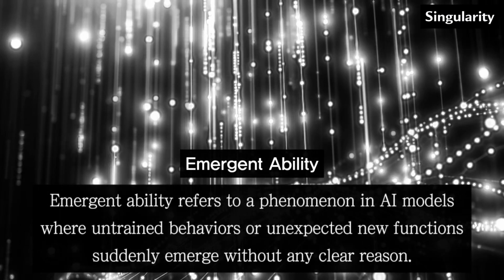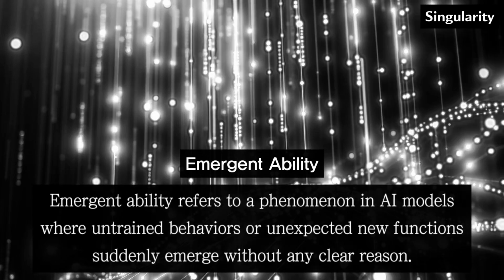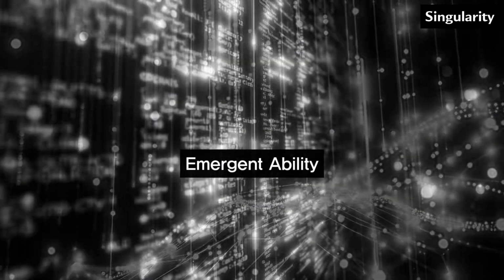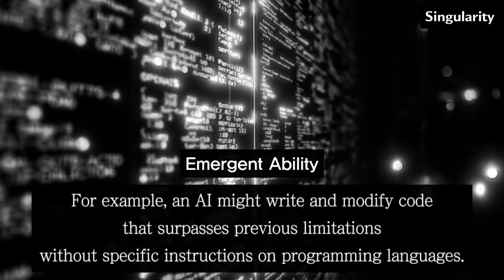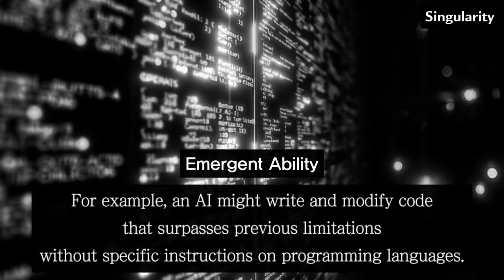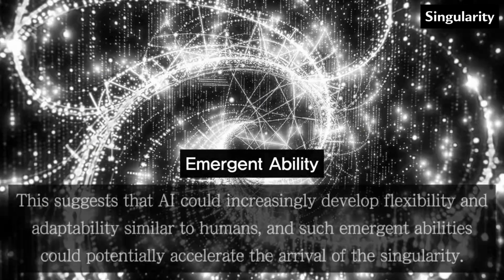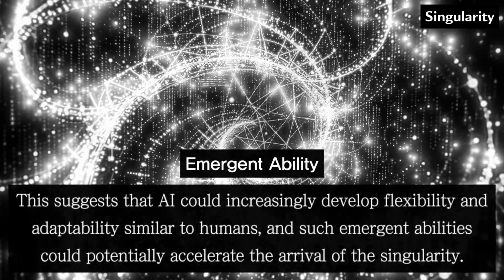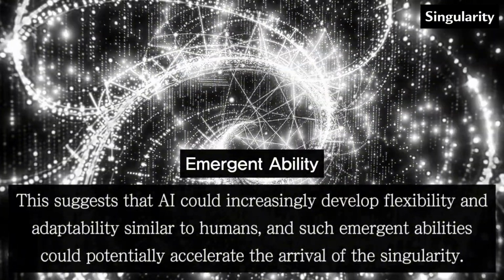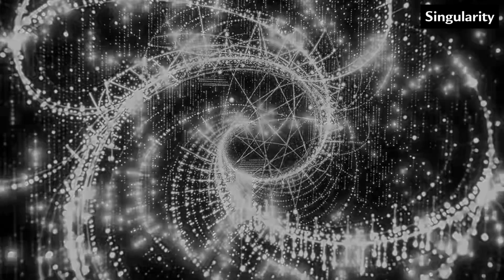Emergent ability refers to a phenomenon in AI models where untrained behaviors or unexpected new functions suddenly emerge without any clear reason. For example, an AI might write and modify code that surpasses previous limitations without specific instructions on programming languages. This suggests that AI could increasingly develop flexibility and adaptability similar to humans, and such emergent abilities could potentially accelerate the arrival of the singularity.